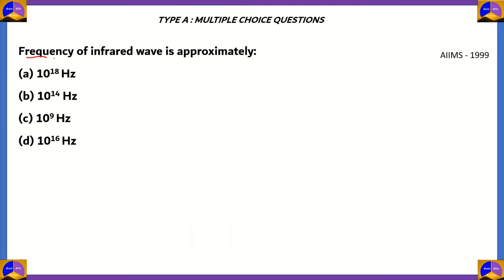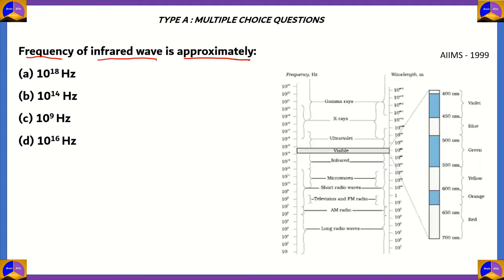The frequency of infrared wave is approximately 10 raised to 18, 10 raised to 14, 10 raised to 9, 10 raised to 16 hertz. So we could use an electromagnetic spectrum and then find out the frequency. However, let's solve this question.